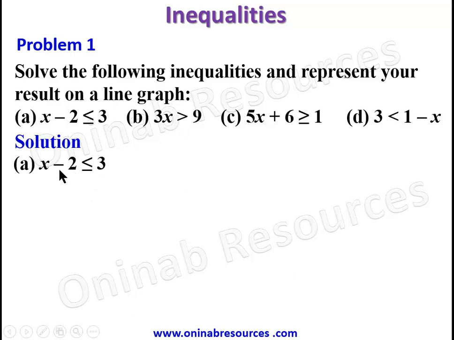In this case, we are going to move this -2 to the right hand side, where it changes to +2. Then we'll be left with x, less than or equal to. The 3 will still be maintained on the right hand side. Then this is going to be +2, so that x is less than or equal to 5, which is the solution of the inequality.